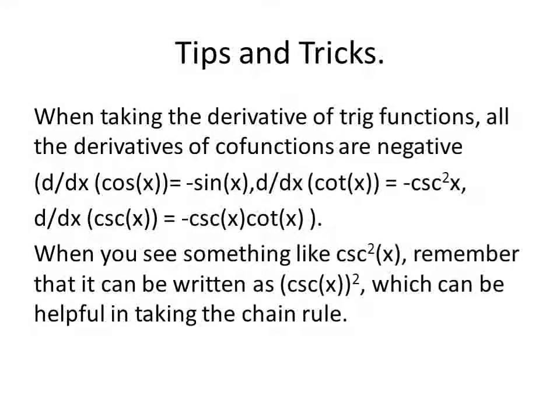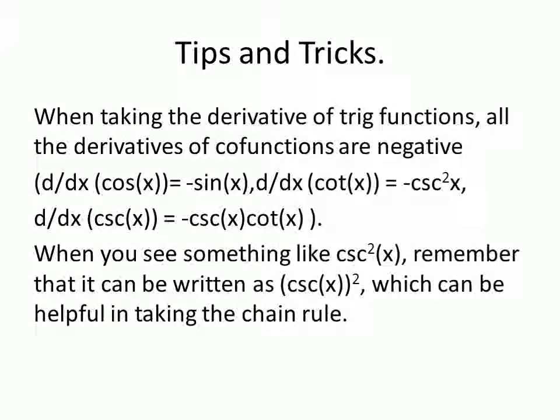Here are some useful tips and tricks when finding the derivatives of trig functions or doing questions involving the derivatives of trig functions. When taking the derivative of trig functions, all the derivatives of cofunctions are negative. So the derivative of cosine x is negative sine x, the derivative of cotangent x equals negative cosecant squared of x, and the derivative of cosecant x equals negative cosecant x cotangent x.